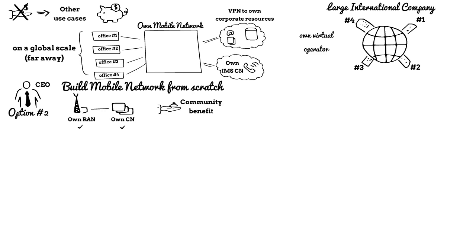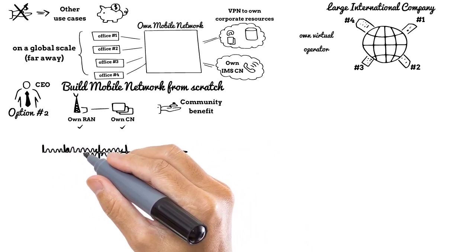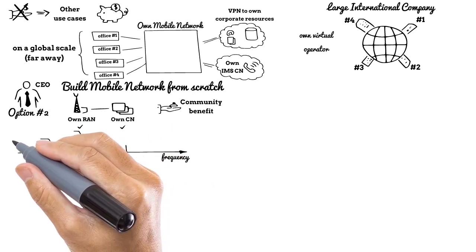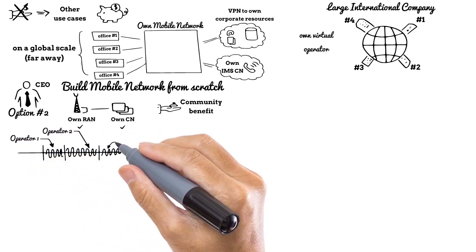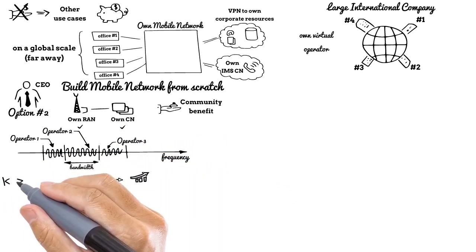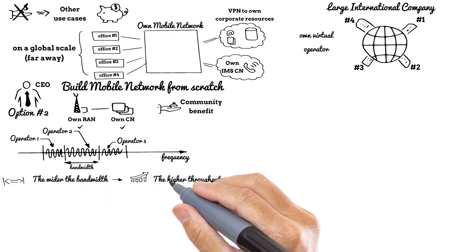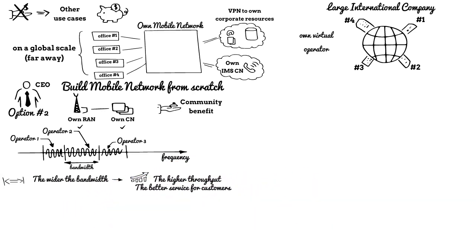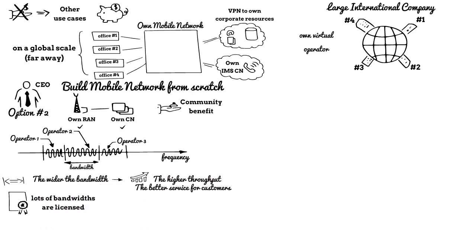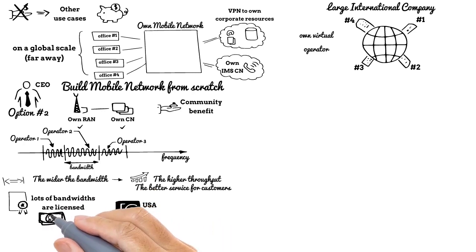Here's the trick with this option. It may look like the radio frequency spectrum is wide, but in reality it's a heavily used, limited resource. And it's better to grab more of such a resource than your competitors have. Remember from previous videos, the wider the bandwidth, the better the throughput and consequently the quality of services provided to subscribers. Lots of bandwidth is licensed by each country's government authorities. For example, the Federal Communications Commission takes care of non-federal radio spectrum used in the USA. And mobile operators are paying a lot for spectrum portions.